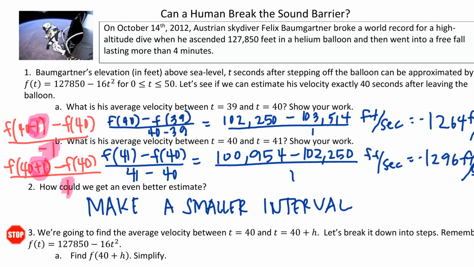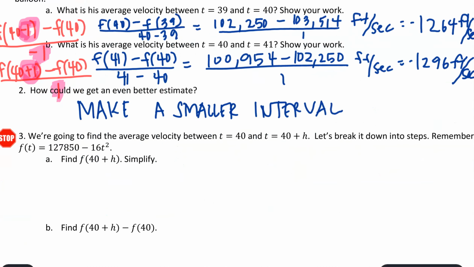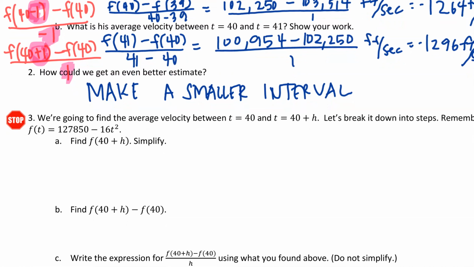It could be something like a decimal. It just could be some really, really small value. So let's take a second now and try to answer number 3. All right, so if I take f of 40 plus h, that's going to be 127,850 minus 16 times 40 plus h, all of that squared.